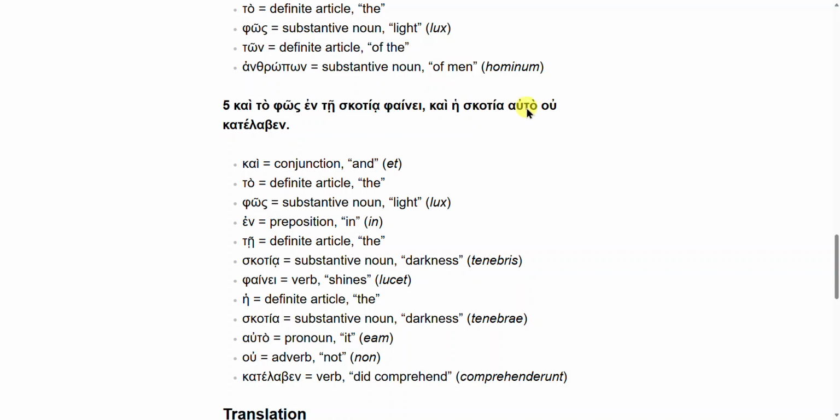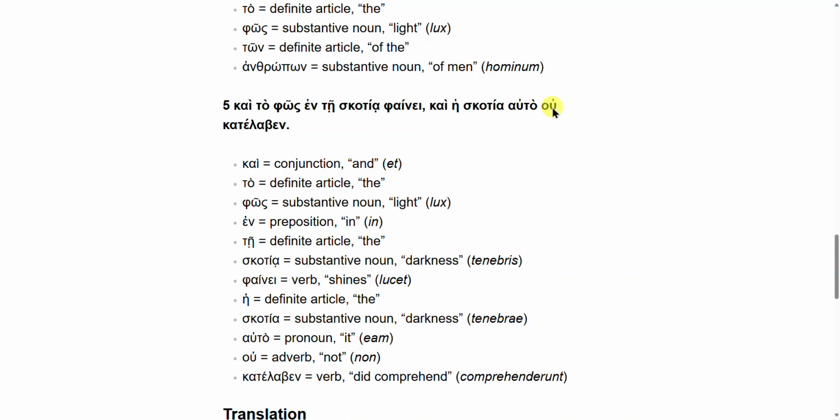Auto. This is a pronoun. In Latin, it's translated eam. It's feminine because in Latin, lux is feminine, and eam refers back to lux. So in Latin, we had the feminine pronoun. Here in Greek, we have a neuter pronoun, auto, which means it, because in Greek, phos is neuter. We saw the neuter definite article. So we have auto, the neuter pronoun, referring back to phos, the light, translated it. And the darkness, it.